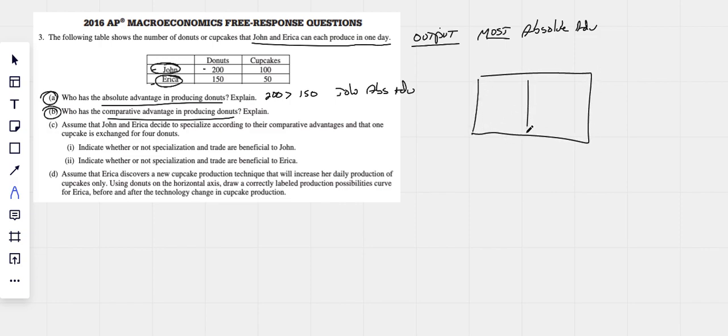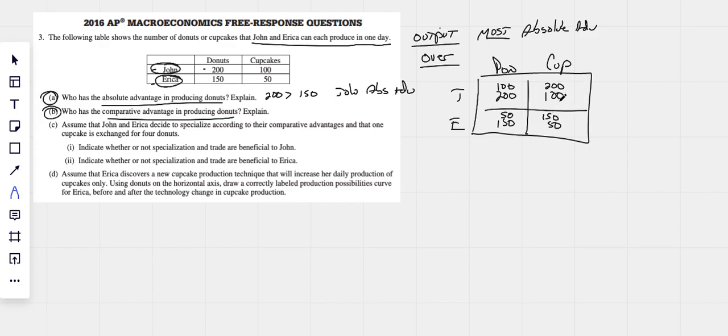So we're going to set up our little chart here. There's a quick way and a slower way to do it. We're going to do them both, just so you know. Donuts, cupcakes. Looks like John can do 200 and 100. Erica can do 150 and 50. It's an output problem, so the math goes over. So 100 goes over 200, 200 over the 100, 50 over the 150, and 150 over the 50.